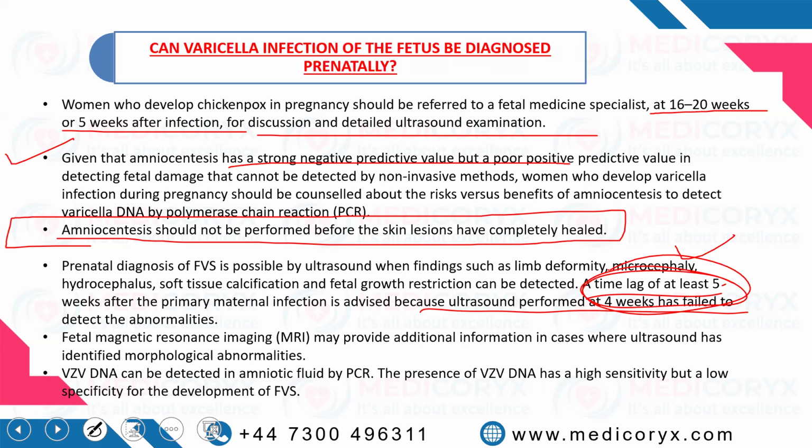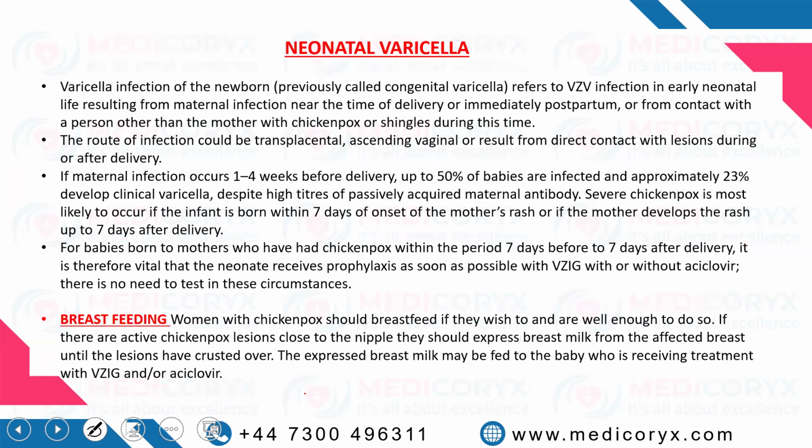So VZV DNA can be detected in amniotic fluid by PCR. The presence of DNA has a high sensitivity but a low specificity for the development of fetal varicella syndrome. So what about neonatal varicella?